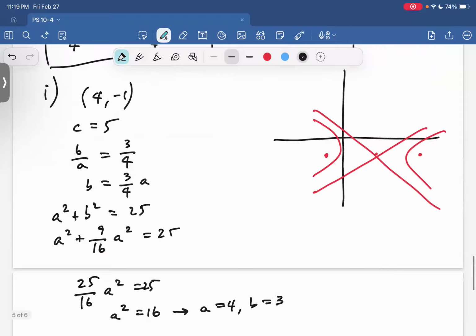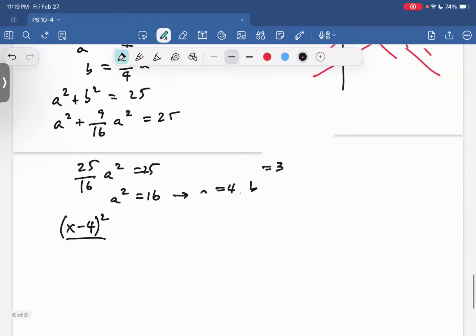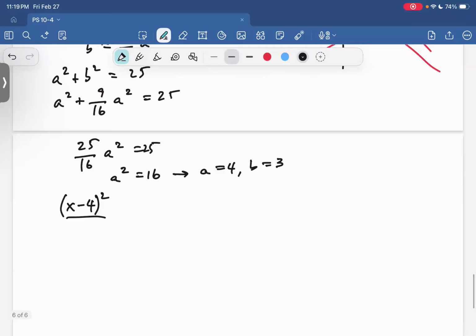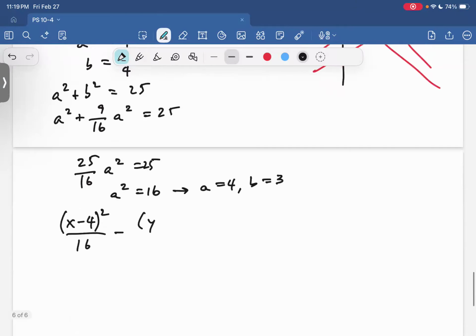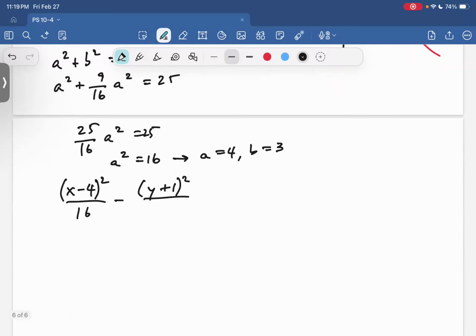All right, the center is at 4, -1. It's horizontal. So I'll have x minus 4 squared over A squared minus y plus 1 squared over B squared.